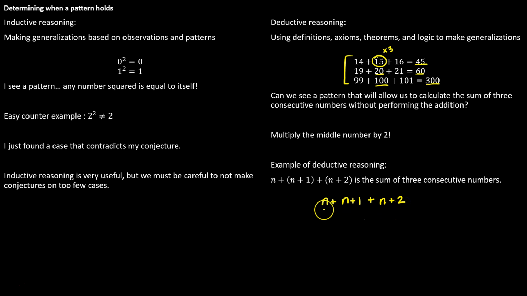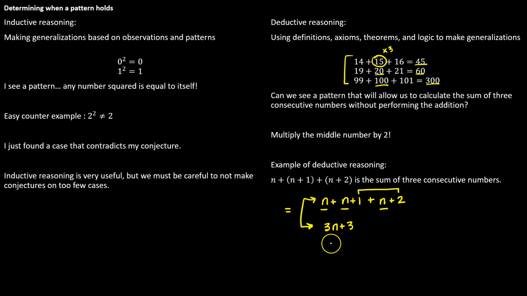I see that I have 3 n terms, so I'm going to call that 3 times n. And then I have a 1 and a 2 that I can add together. I'll write that as plus 3. Now mathematically, I know these two expressions are exactly equal to each other. They look different, but they represent the same quantity.